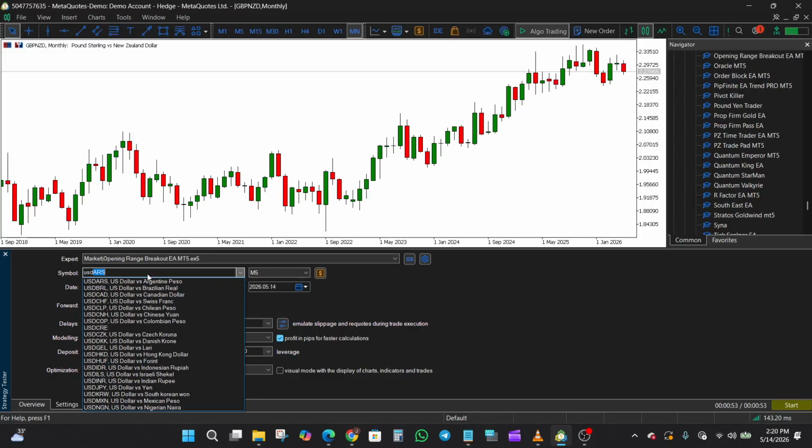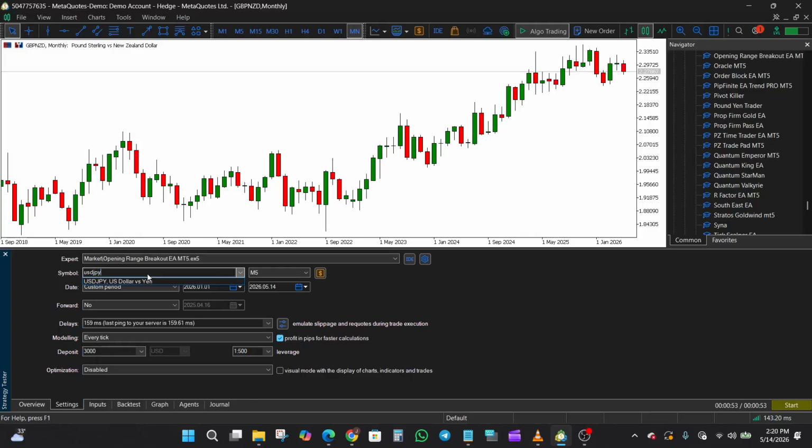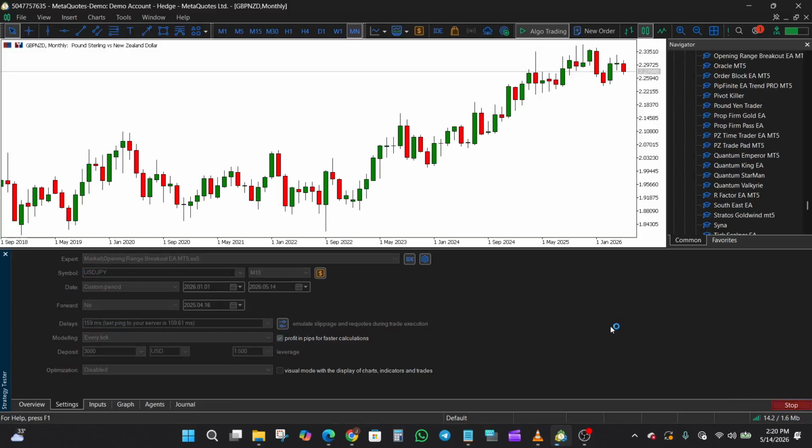Let's just use USD JPY. I'm going to use the M15 time frame. We're going to be testing from the beginning of this year till date so that we can get reasonable data for the backtesting. And then for the delays, just use the last ping to the server when you want to test yourself. And then for the modeling, use every tick modeling. Now we are going to start the backtesting immediately.